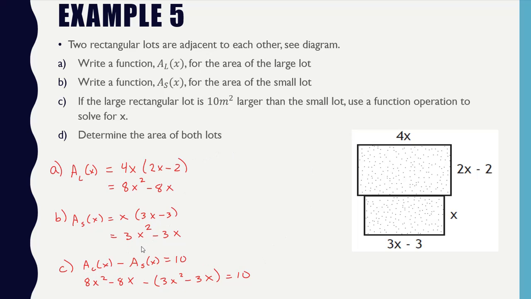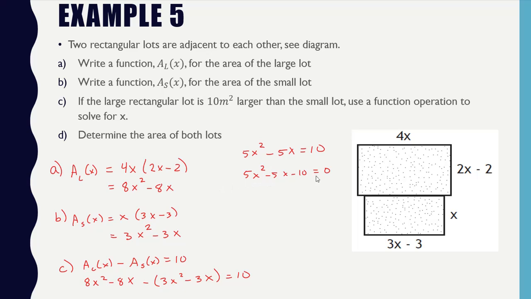So we can combine like terms. 8x squared minus 3x squared is 5x squared. And then negative 8x, well, that becomes plus, so plus 3 is minus 5x, and still equal to 10. Then I'm going to subtract 10 off of both sides, so we get to equal 0.